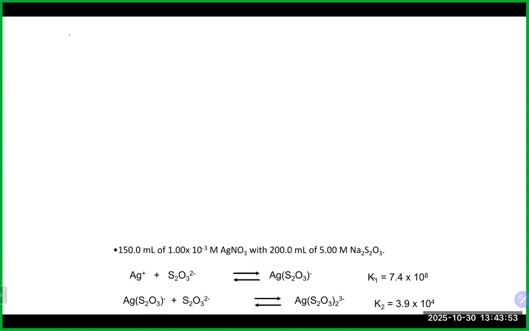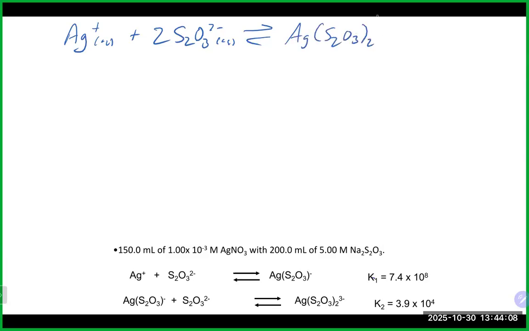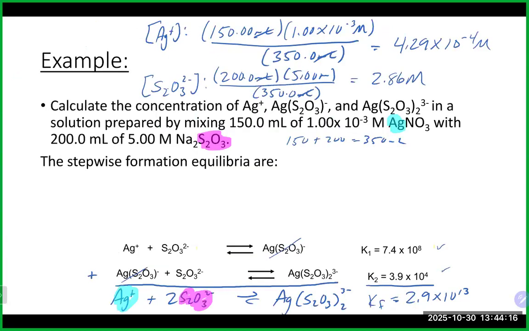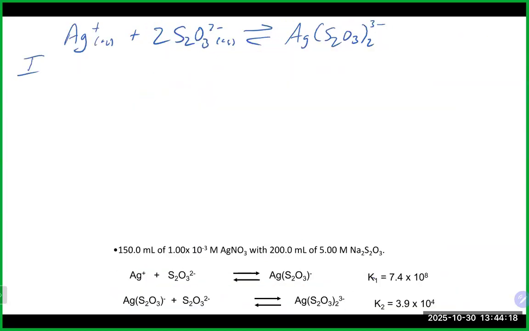All right, so if I take the overall reaction here, which is again going to be our silver plus a couple of these, making our complex ion, Ag(S2O3)2 3 minus. And we take our initial as we just calculated for our silver, 4.29 times 10 to the minus 4, and 2.86 for our second, and a 0.